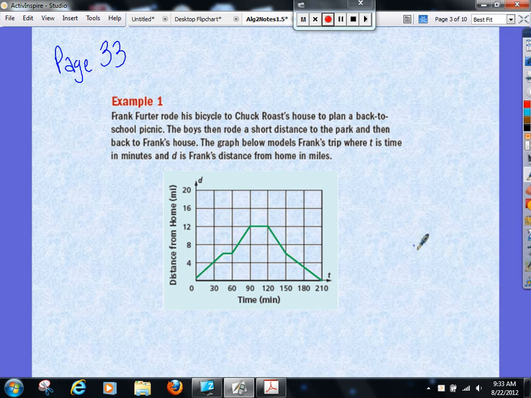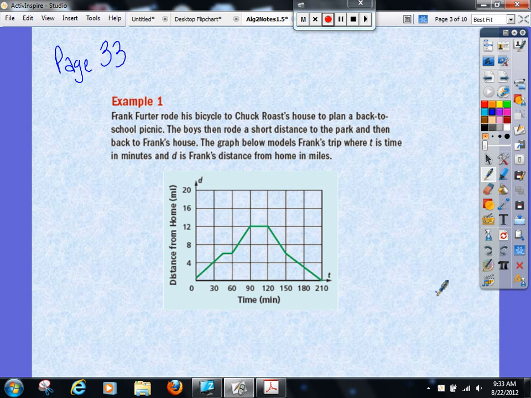His name is Frankfurter. Frankfurter rode his bicycle to Chuck Rowe's house to plan a back-to-school picnic. The boys then rode a short distance to the park and then back to Frank's house. The graph below models Frank's trip, where T is time in minutes and D is Frank's distance from home in miles.